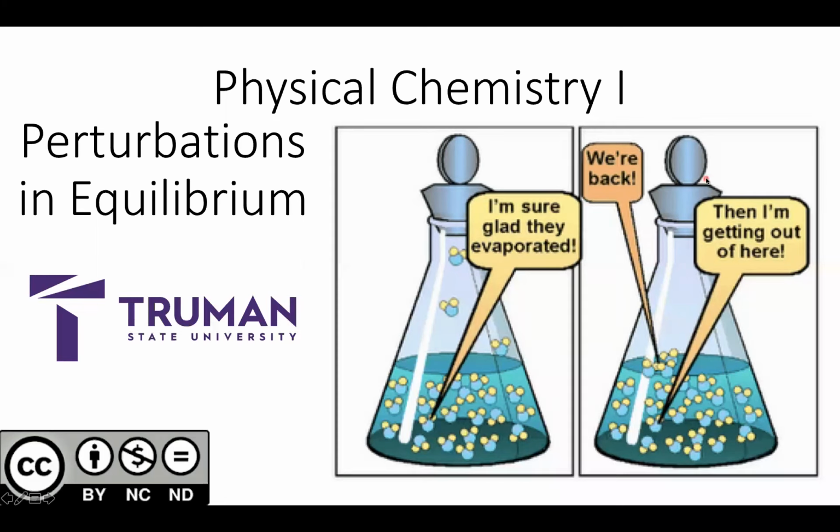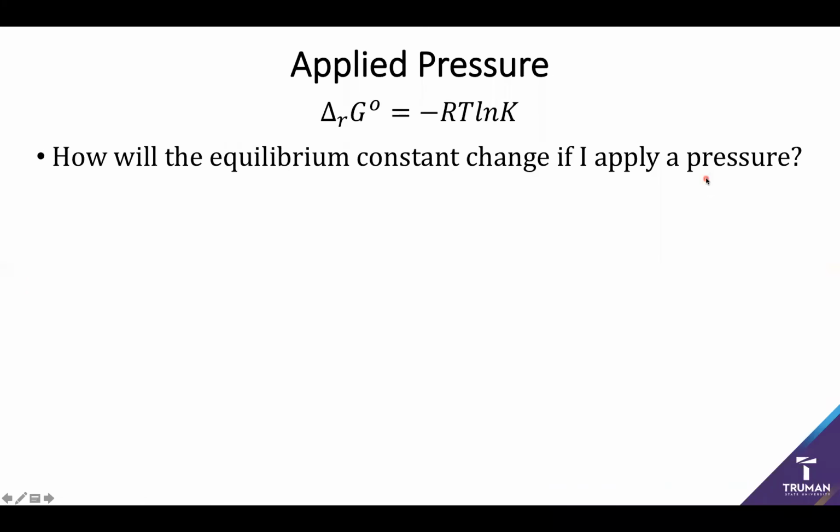So if I'm going to try and determine how equilibrium is going to change, one of the good places for us to start is our classic equilibrium equation, relating our equilibrium constant to our standard state free energy. But again, one of the big questions we may have is how is this equilibrium constant, and our equilibrium itself, going to change if I apply a pressure? So if I apply an external pressure to the system.